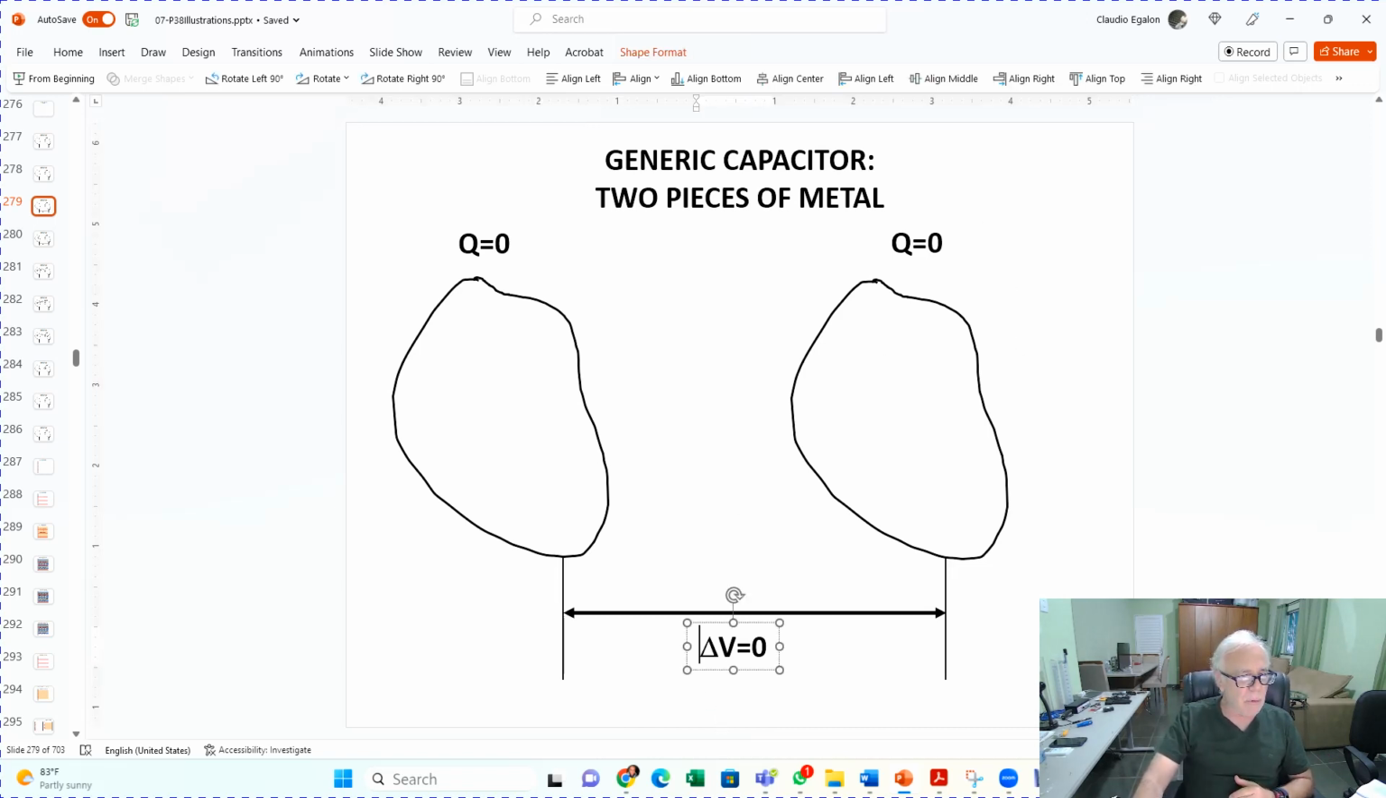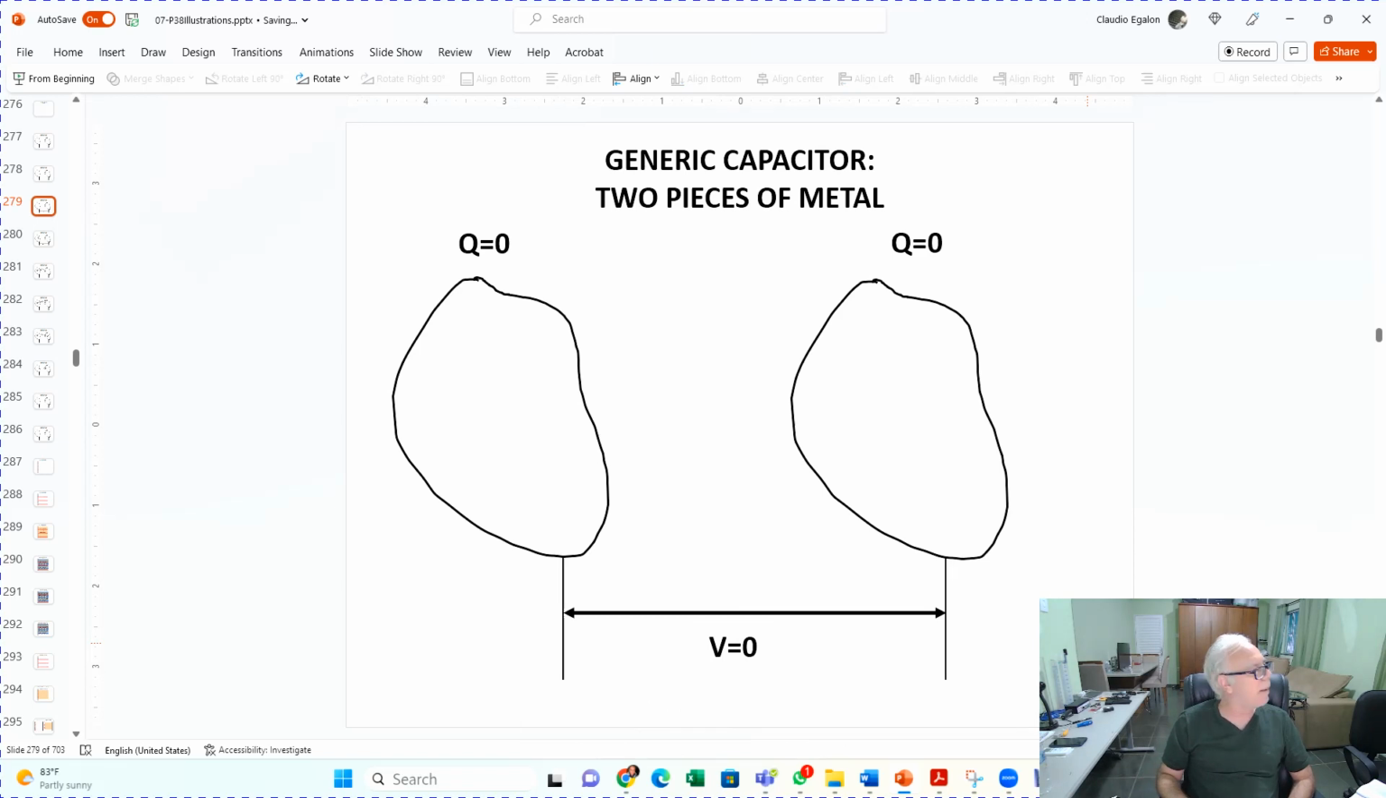I'm going to simplify this notation. Instead of writing electric potential difference, I'm just going to write the electric potential equal to zero. Every time that I talk about electric potential, I am implicitly stating that it's an electric potential difference. Okay, so here we go.